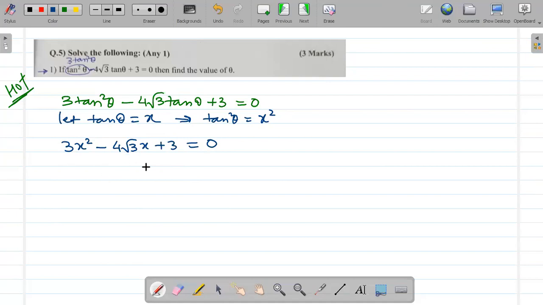So first, how do you factor this quadratic equation? Either you go with the quadratic formula or you can do simple factorization method. So let's say you are using the factorization method. You multiply the first term and the last term, that gives you the product. What is the product here? 3 times 3, that is 9. And what is the sum here? Sum is the middle number, that is minus 4 root 3. So we are trying to find two numbers. On adding, we should get minus 4 root 3, and multiplying, we should get a 9, correct?